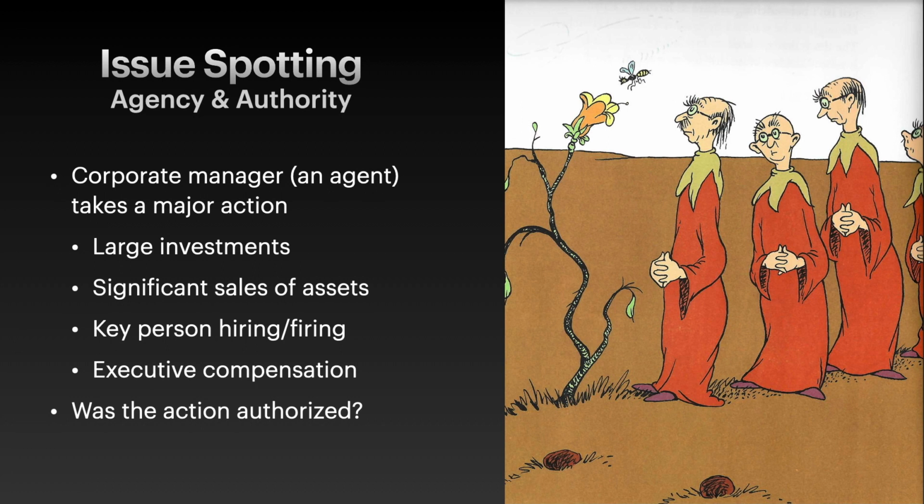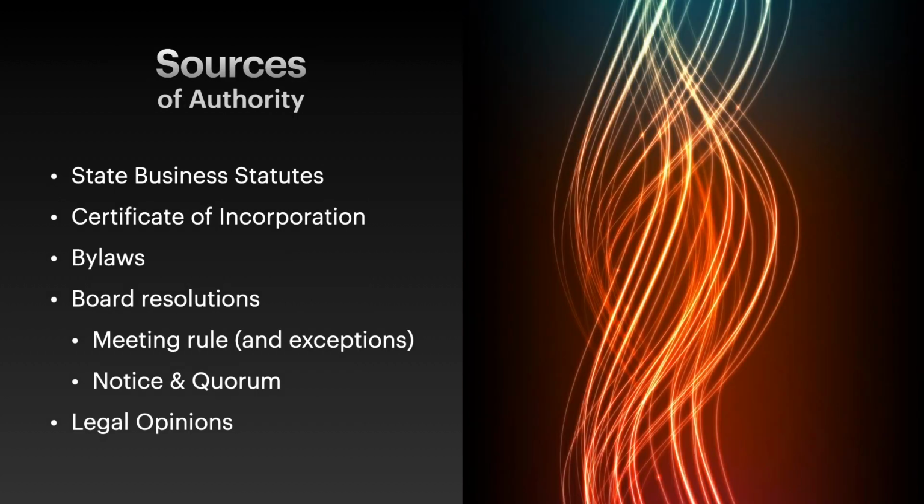So we have to actually look at the sources of authority to see if we can determine a transaction was authorized or not when these issues come up. Authority can come from many different sources, but express authority in corporate law often comes from the state business statute, the corporation's certificate of incorporation, the corporation's bylaws, or from a board action.